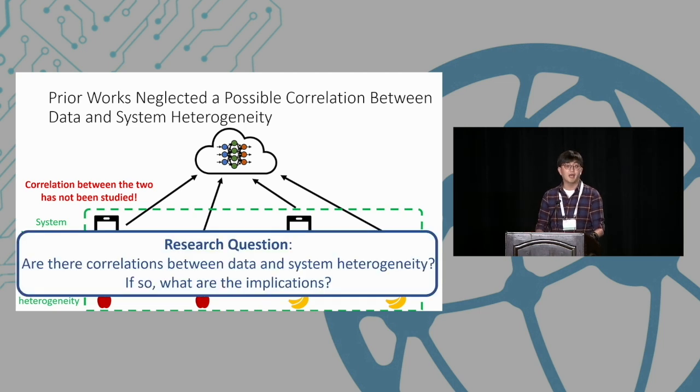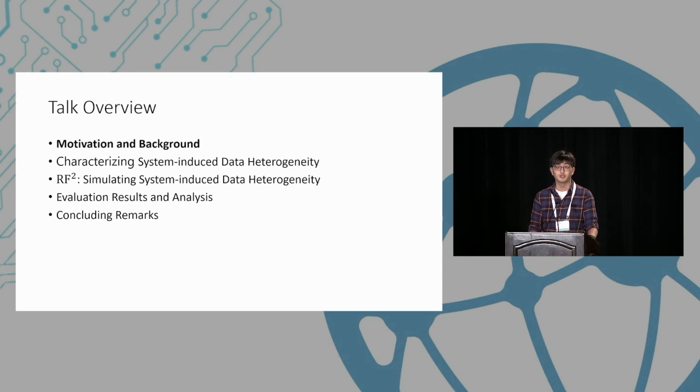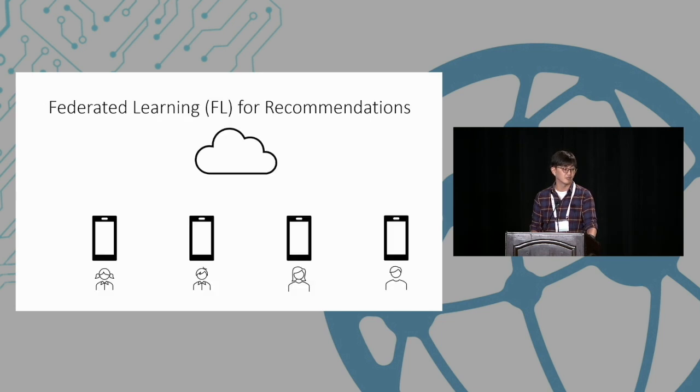In this work, we aim to study if such an assumption is true, and if not, what can be a potential effect, especially in terms of fairness. So this is going to be the overview of the rest of my talk. First, I'm going to talk a little bit about the motivation and the background, and then I will talk about the two data and system heterogeneity and a potential correlation between the two. Then I will talk about our simulator, which can simulate realistic system-induced data heterogeneity, which is the correlation between the two heterogeneity. Then I will show you some evaluation results and conclude my talk.